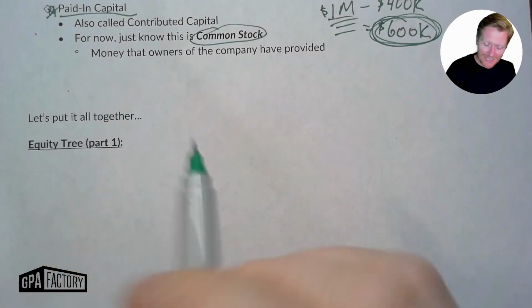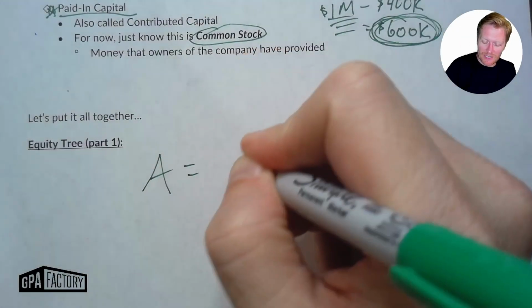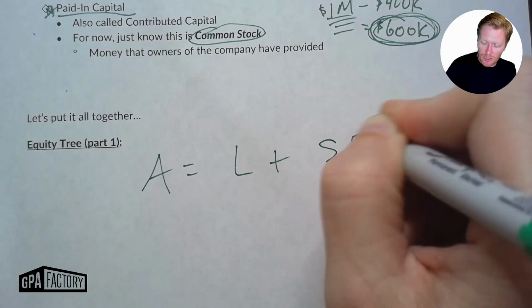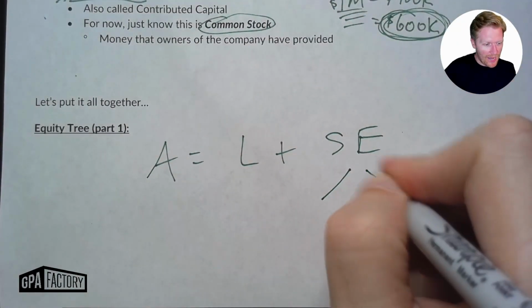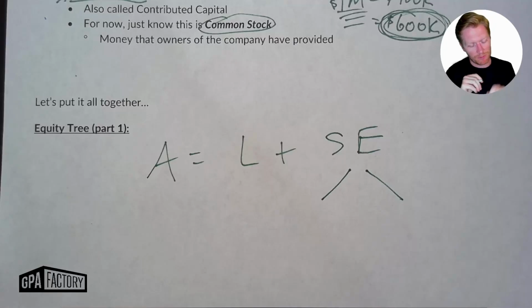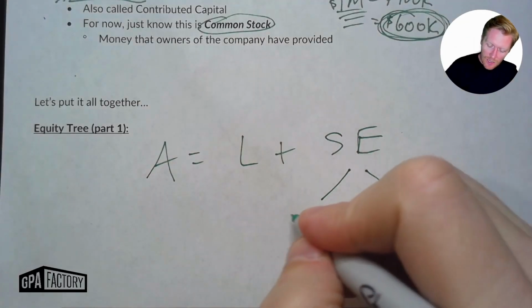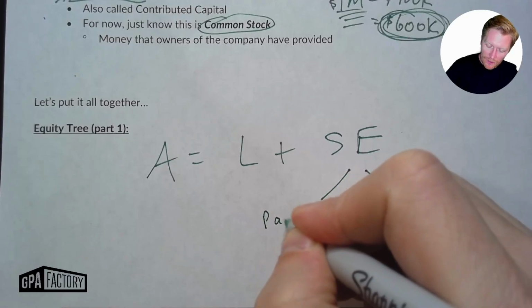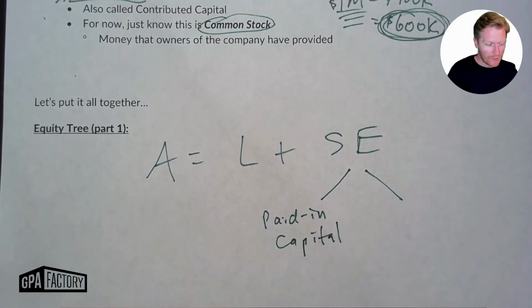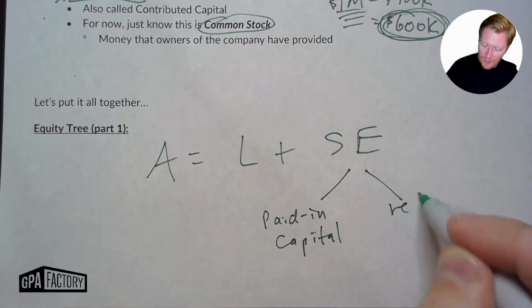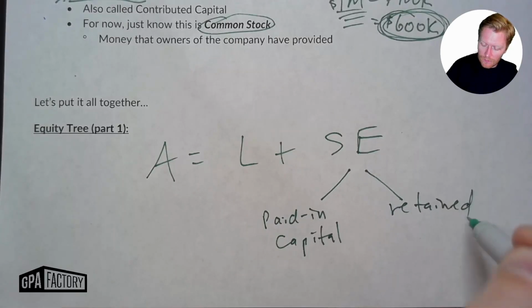But putting that together into this equity tree, we've got assets equal liabilities plus stockholders' equity. For now, we're going to break up stockholders' equity into two different things. When we break up stockholders' equity, it's going to be contributed capital, or paid in capital, or retained earnings.